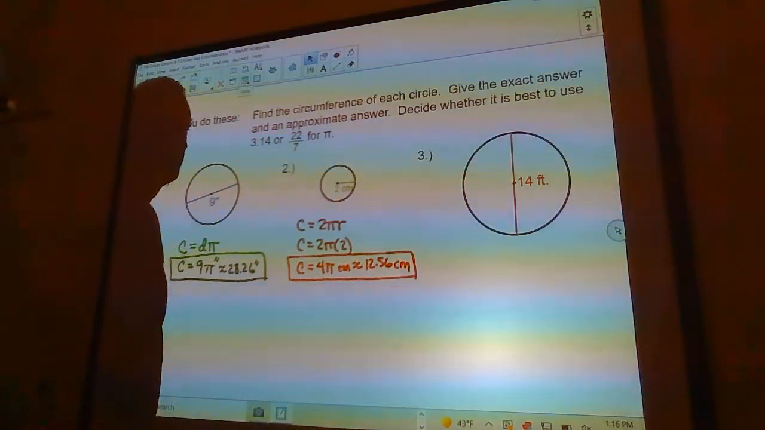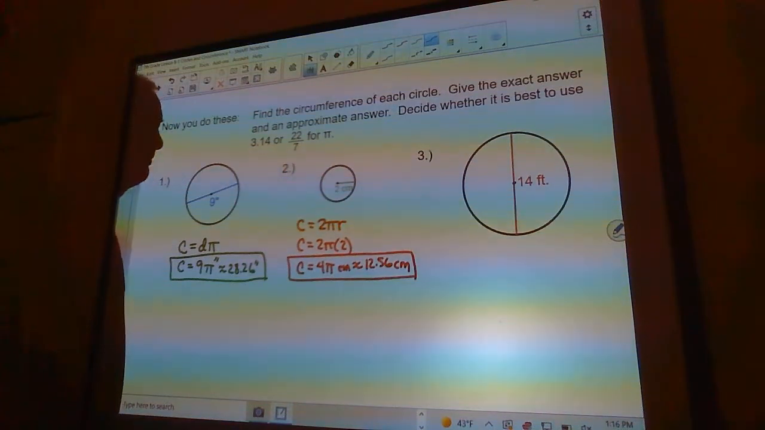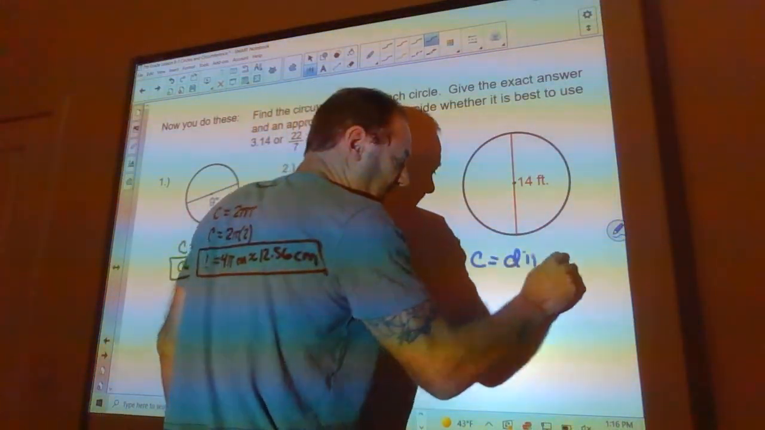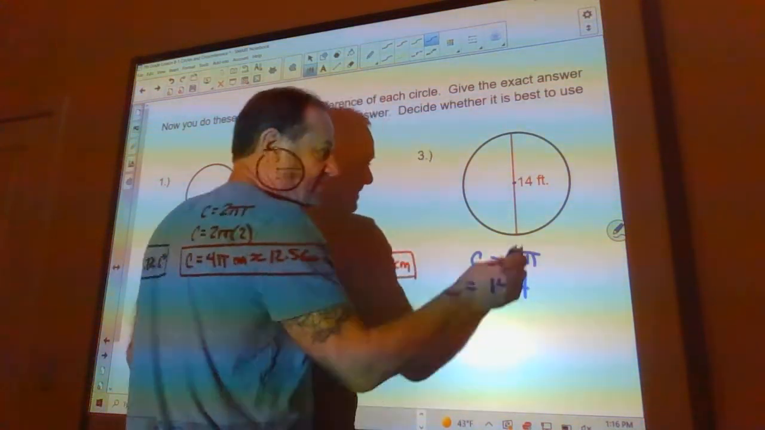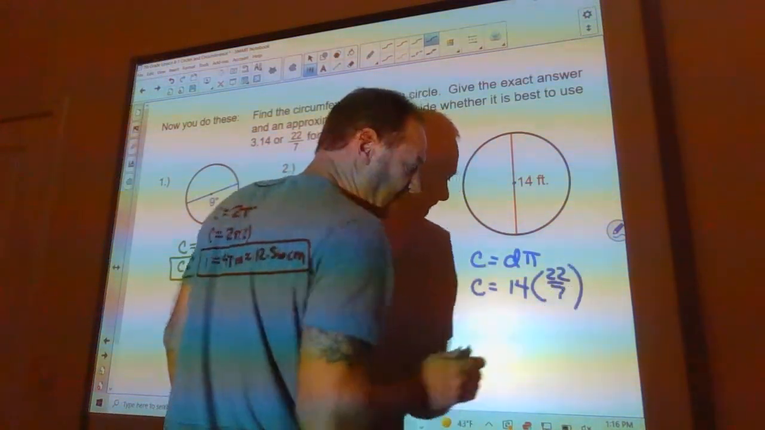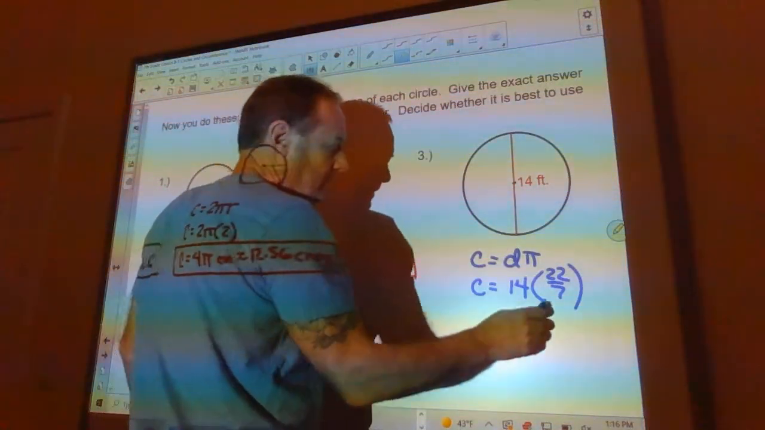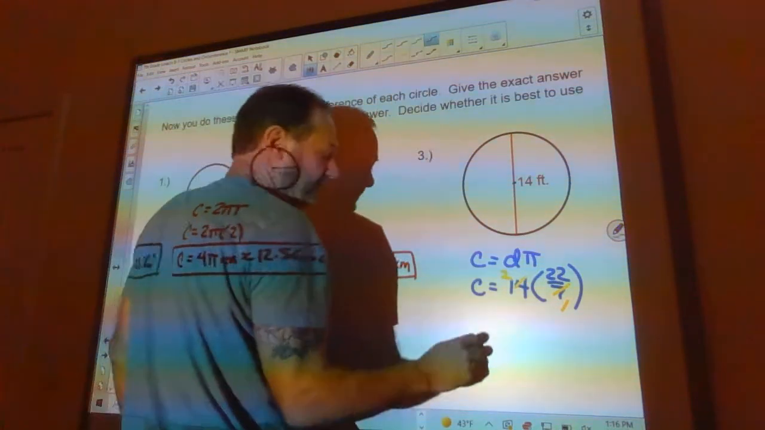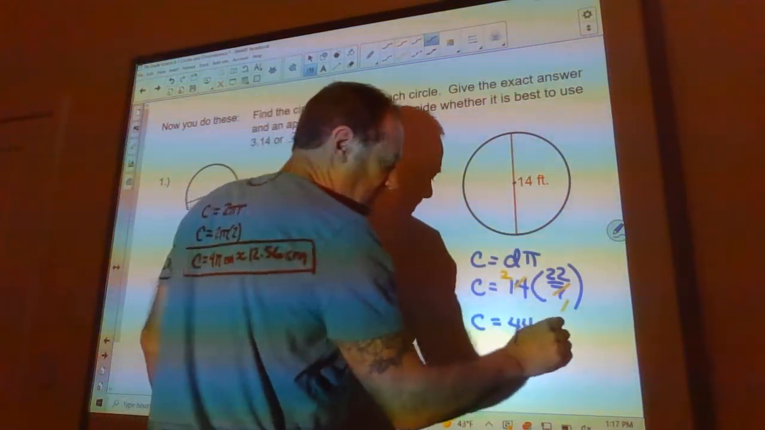Okay, now this last one. I got a diameter of 14 feet, so the circumference is going to be diameter times pi. That's going to be 14, and since that's a multiple of 7, I'm going to go ahead and use 22 over 7 for pi on this one. And the 7's going to cancel with that, make that a 2. And this is going to come out to be 44 feet.